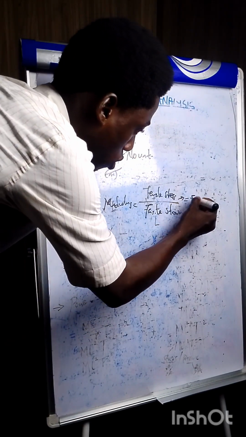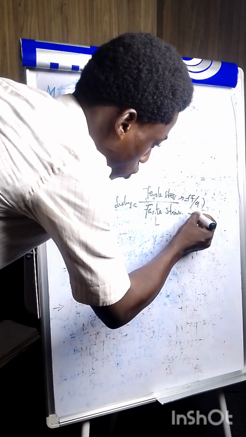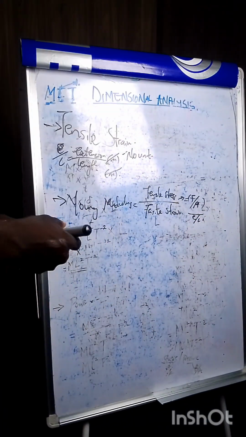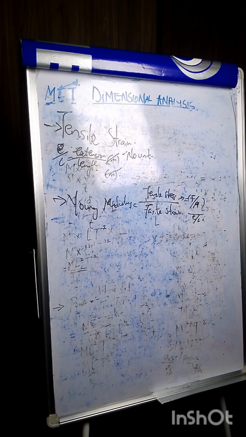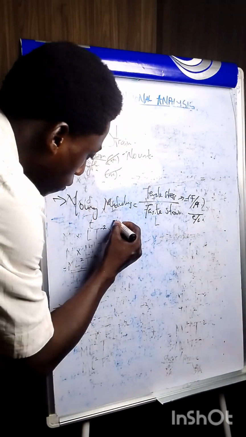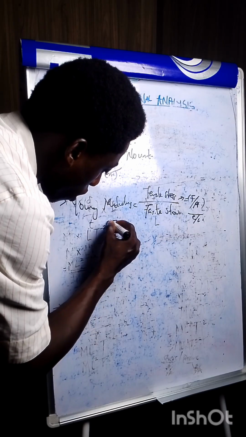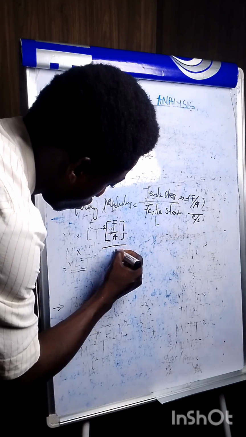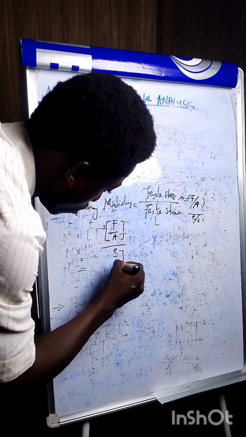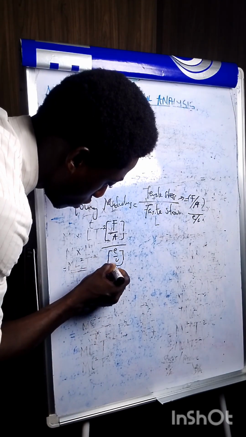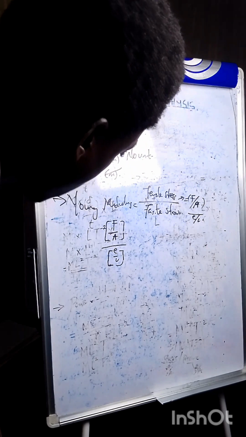Your force over area. Then we have for that of tensile strain as extension over length. Are you with me? And then the tensile stress. Okay, let's write it out again. We have our force over area. Are you with me? Then divided by your extension over your length. Are you with me? Then by your length, then we have, yeah, let's continue.